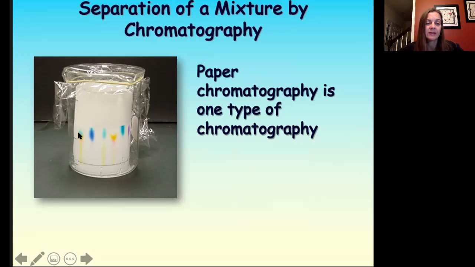Here we can see that the dyes in this ink actually separated. The blue is traveling faster than the yellow. And so that tells us that the blue is probably less polar. I'm assuming this is a non-polar solvent. And the yellow is more polar. So what that means is that the more polar one is more attracted to the stationary phase, the paper, and the less polar one is more attracted to the mobile phase, or the solvent. All chromatography works on the same principle, the difference between the attractions to the solvent versus the attractions to the stationary phase.